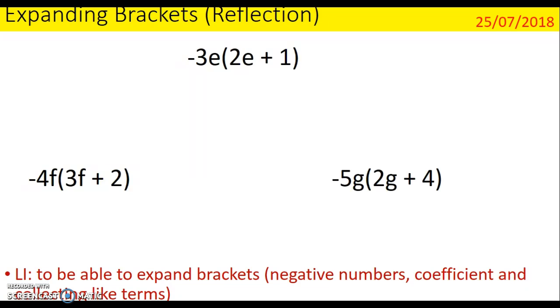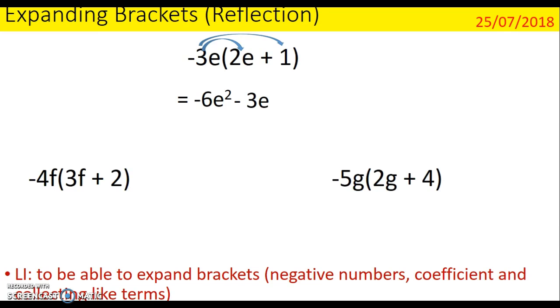Right, next bit of the questions, I call them superstar questions because you've got coefficients inside and outside the brackets and a negative sign outside the brackets. These are very fun to complete if you take one step at a time. You know how to multiply minus 3 by 2 is minus 6. You know how to multiply e by e, which is e squared. Put them all together: minus 3e times 2e is minus 6e squared. And minus 3e times 1 is as simple as minus 3e.